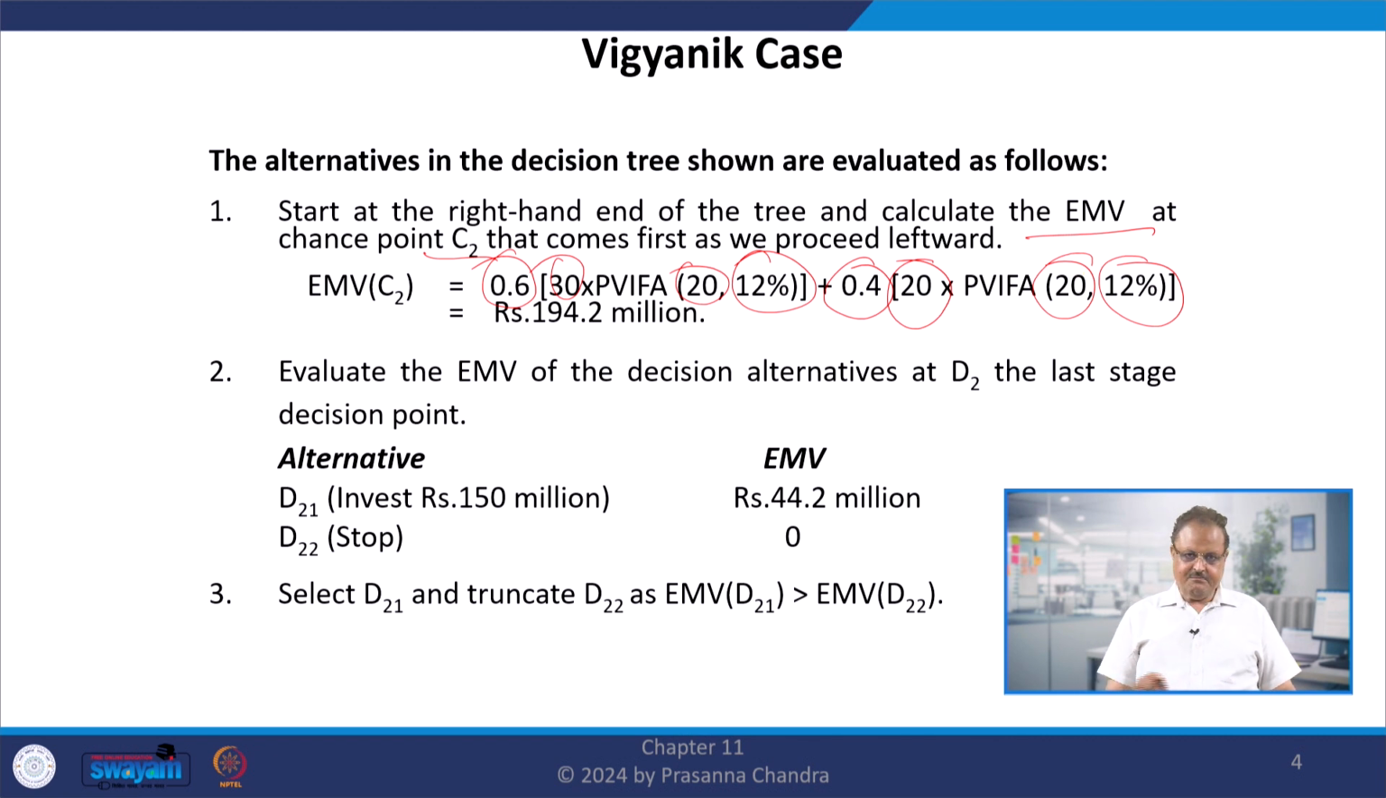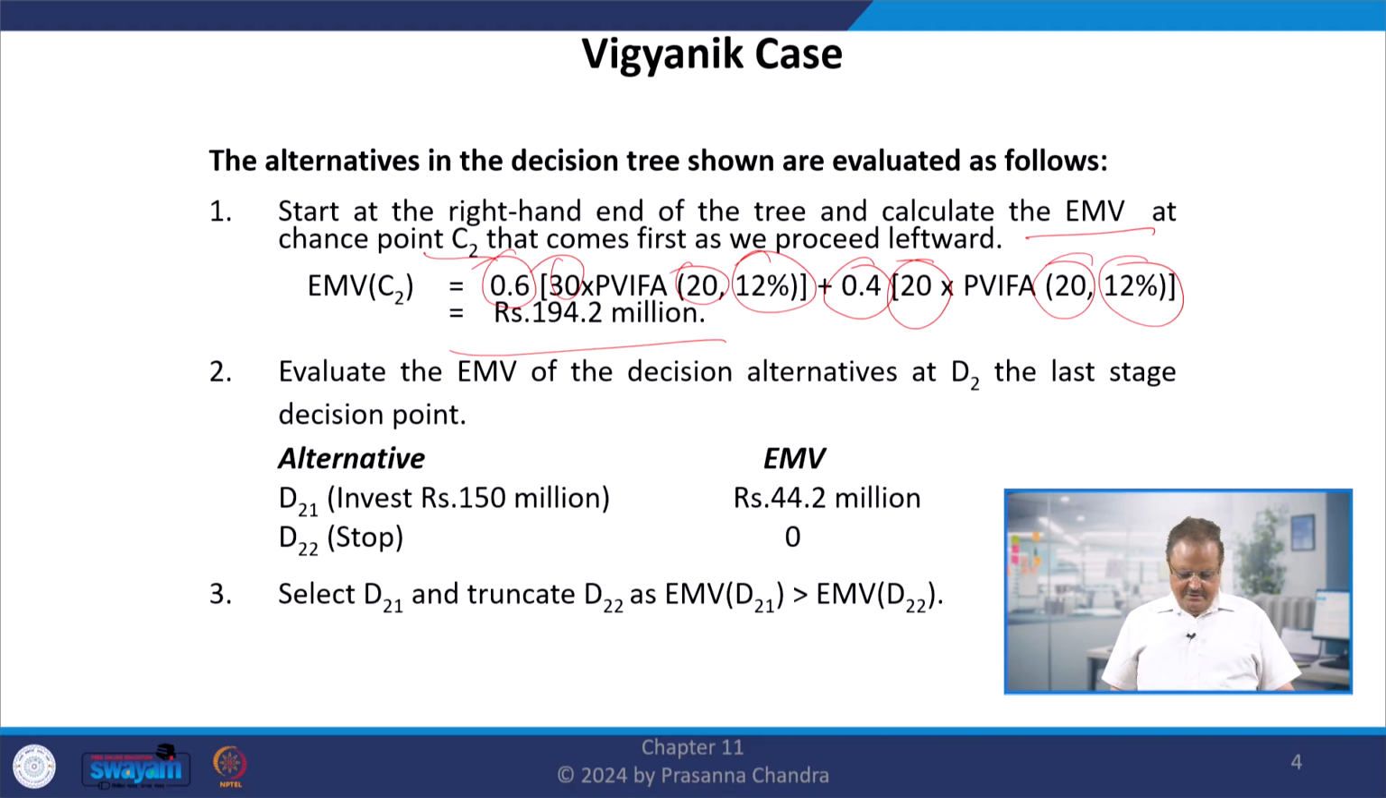So finally, with these probabilistic estimates, 60% of high demand and 40% of moderate demand, 30 million of cash flow for the next 20 years under high demand, and 20 million of cash flow for the next 20 years with 40% probability under moderate demand, the EMV works out as 194.2 million. EMV at the chance point C2 is 194.2 million. This we have worked out as EMV.